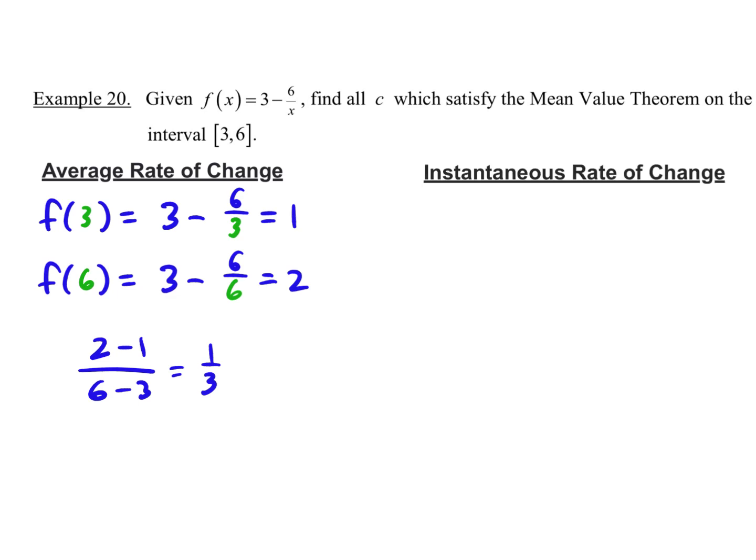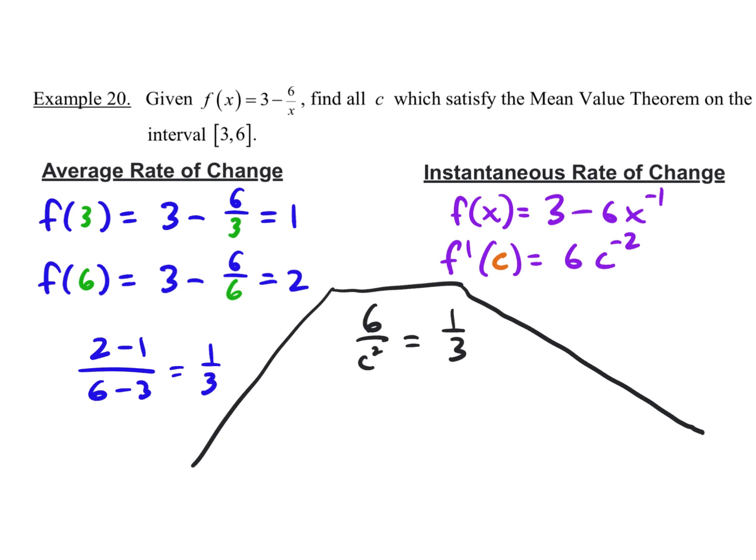So the derivative of f of x is, and now I've changed it to c because we're going to be using c. We're going to try to find what that c value is. Obviously the derivative of 3 is 0. The derivative of negative 6x to the negative 1 is 6c to the negative 2. You could have still left it as x, it's fine. And what we're going to try to do is make these two things equal to each other, and then we can find that value for c.